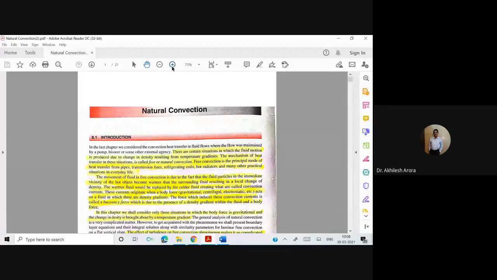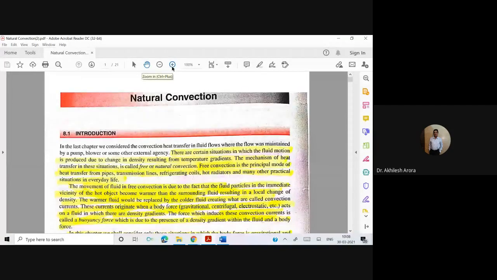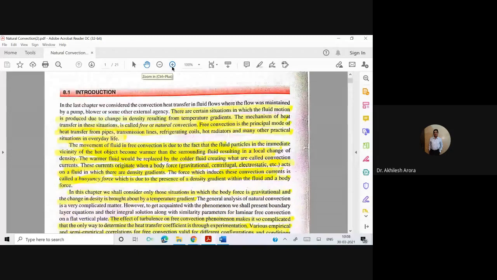Okay, so our discussion today pertains to natural convection. You can see the highlighted text here. There are certain situations in which the fluid motion is produced due to change in density resulting from temperature gradients. The mechanism of heat transfer in these situations is called free or natural convection. And free convection is the principal mode of heat transfer from pipes, transmission lines, refrigerating coils, hot radiators, and many other practical situations in everyday life.